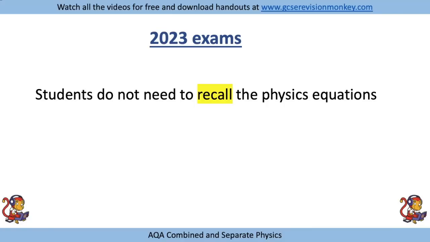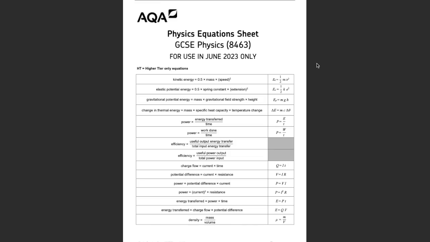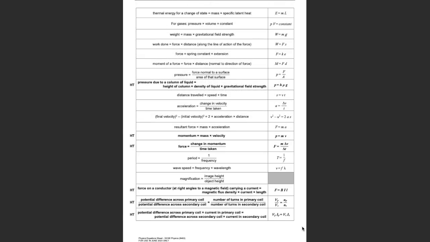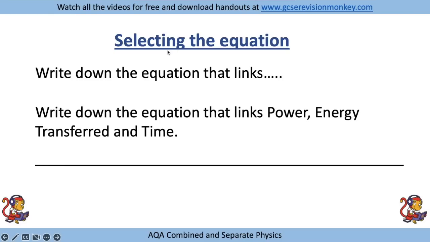Firstly, for the 2023 exams, as you are all probably aware, you do not need to recall the physics equations. So this is what your physics equation sheet will look like for the 2023 exams. It has all of the physics equations on there for you. You'll need to use the physics equation sheets by selecting the correct equation.